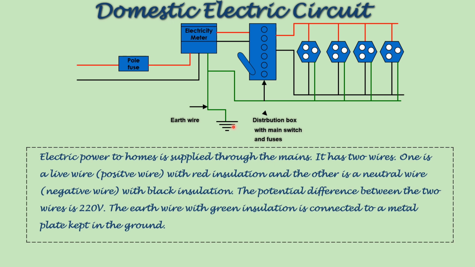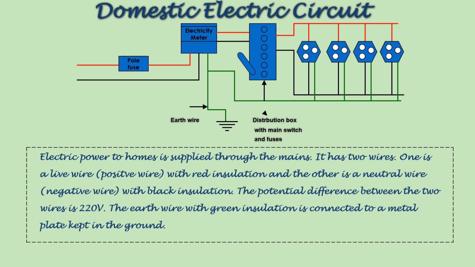Next, there are two wires. One is a live wire with a red insulation. It is a positive wire, and the other is a neutral wire with a black insulation. The potential difference between these two wires is always 220 volts. All devices that we use in domestic electric circuits are joined in parallel, and each device has the same potential difference.